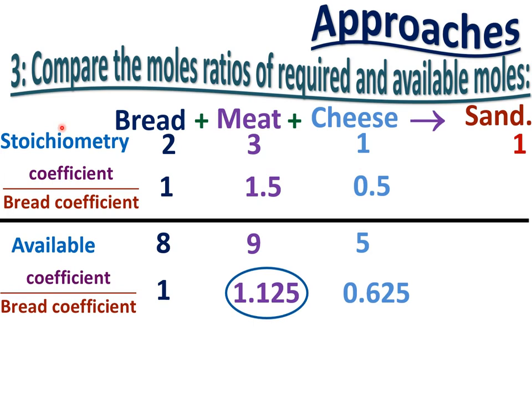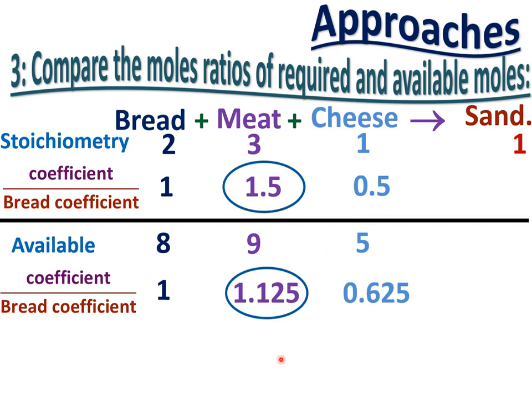For the available, you repeat the same thing with the bread as a reference. The available for bread is 1. The available for meat is 1.125, which is less than the required. For the bread, the ratio of 1 is exactly the same. For the cheese, it is even higher than the required, but the meat is less than the required, so the meat again is the limiting reactant.